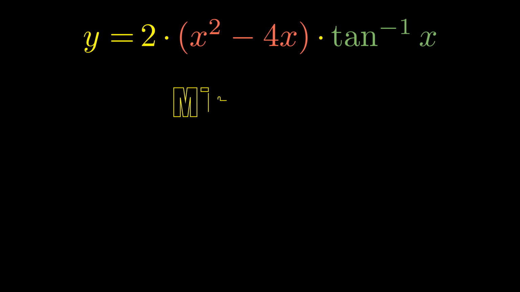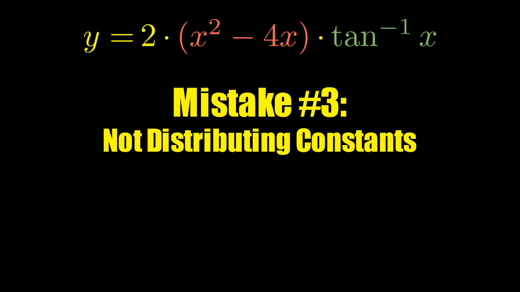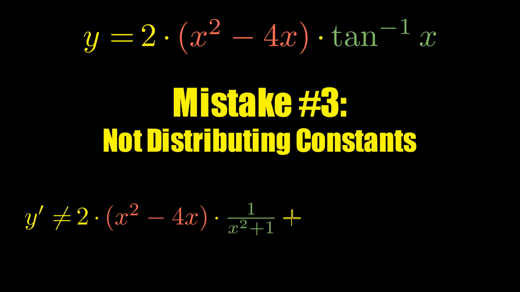deduct that precious point. Mistake number 3 is even more subtly dangerous than mistake number 2, and involves this little 2 at the beginning of the function. Basically, this 2 or any similar constant will need to be included in both halves of the product rule. Students will start off strong as before, first times derivative of the second, but then after the plus, they will neglect to include the 2 for the second half of the product rule.